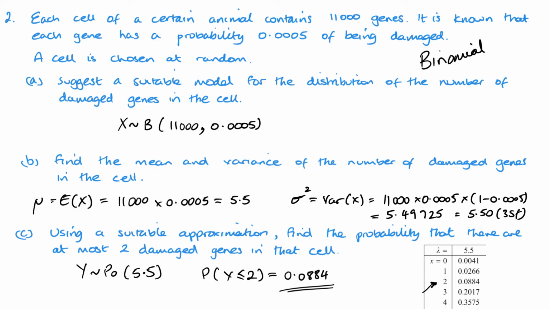Nice straightforward question again. The difficulty really comes in that beginning, making sure you're comfortable with knowing whether a question is binomial or Poisson. That is the key thing. Once you've got that down, then it starts to get much easier.